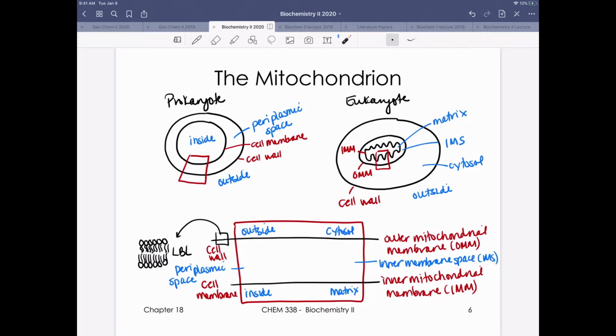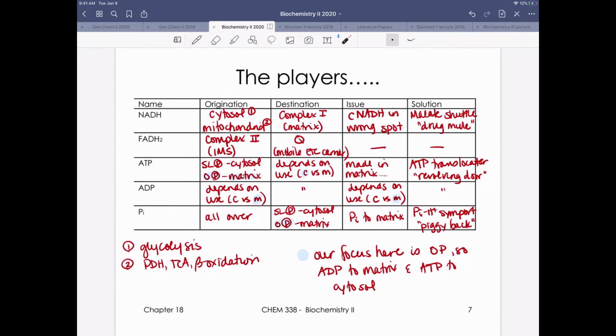So we'll use these abbreviations to make things simpler here. IMM for inner mitochondrial membrane, OMM for outer mitochondrial membrane. Inner membrane space is, again, the space that separates the cytosol from the matrix. So that's some anatomy of the mitochondria, as it's important to orient with what's going on.